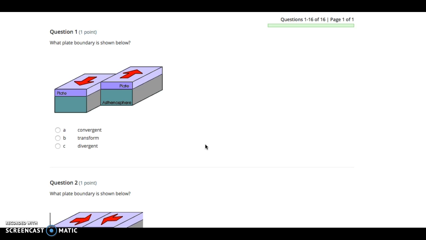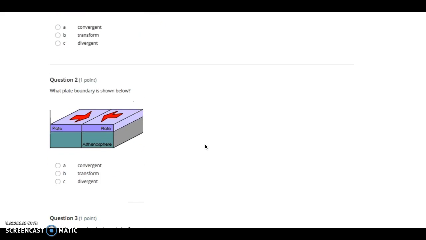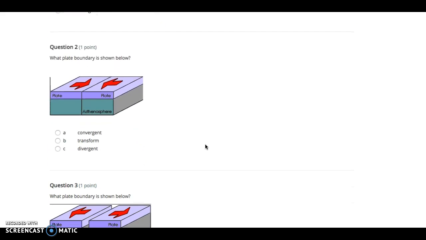A. Convergent, B. Transform, C. Divergent. Question 2. What plate boundary is shown below? A. Convergent, B. Transform, C. Divergent.